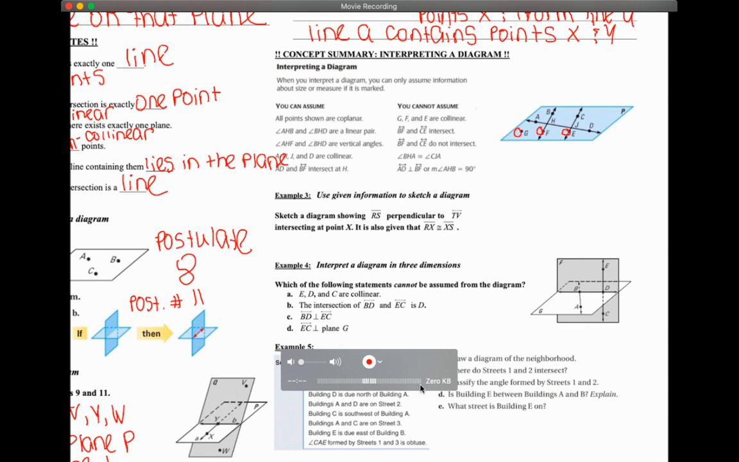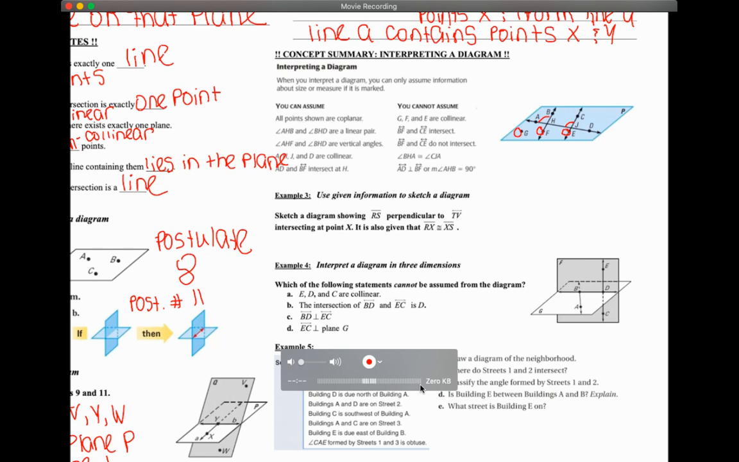Angle BHA, so that's this angle here, is congruent to angle CJA, so here. We don't know enough information to assume that those two are congruent. If we knew those two lines, BF and CE, were parallel, we could make that assumption. But we do not know that they're parallel.